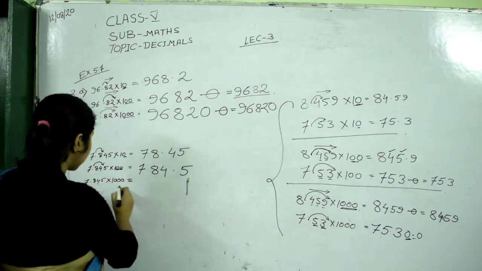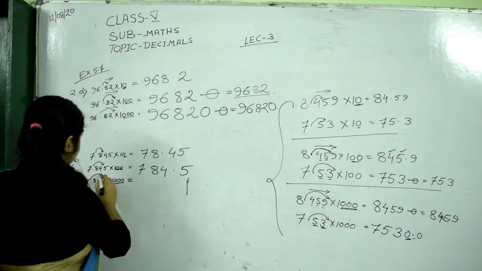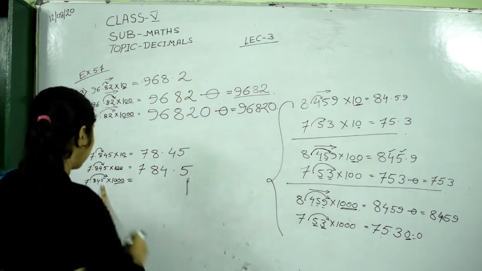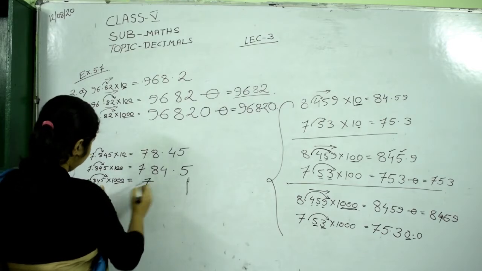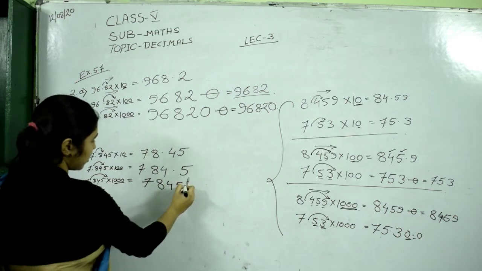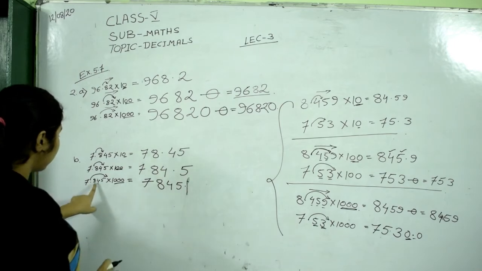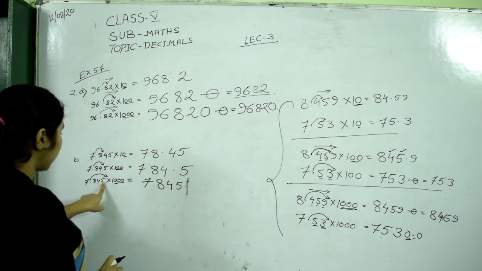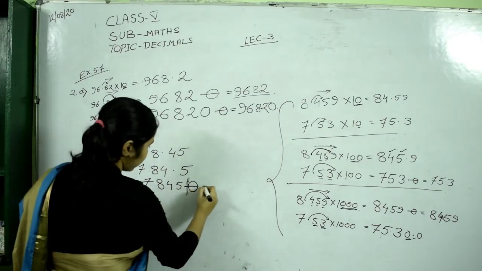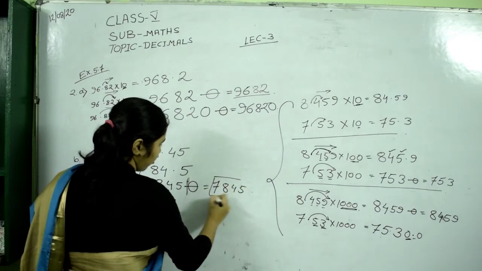So 1000, 1 is followed by 3 zeros, which means we have to shift this decimal point 3 decimal places to the right. So write 4, 5, and then insert the point. So the point was here, right? So 1's place, 2's place, and then 3rd place. So write here point 0, which is also equal to 7,845, a whole number.